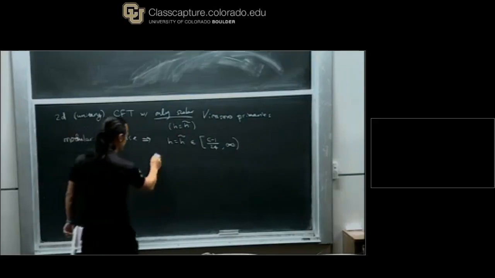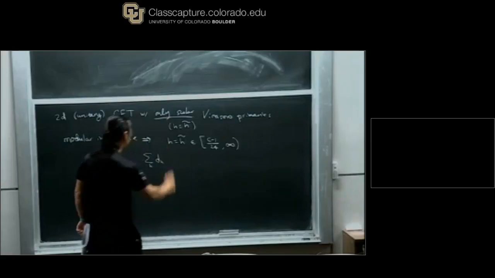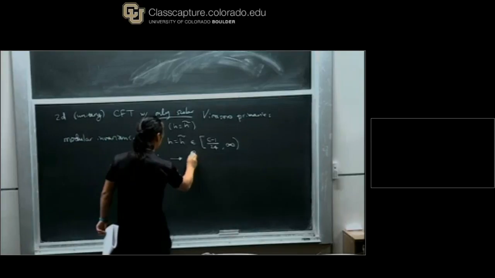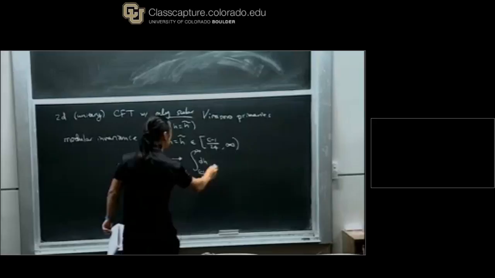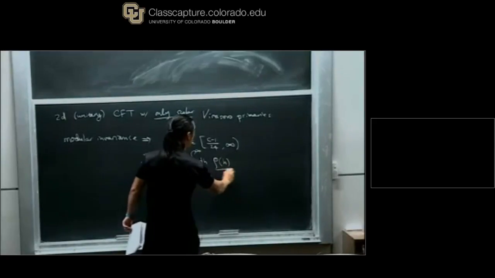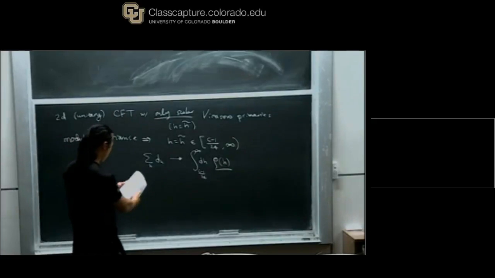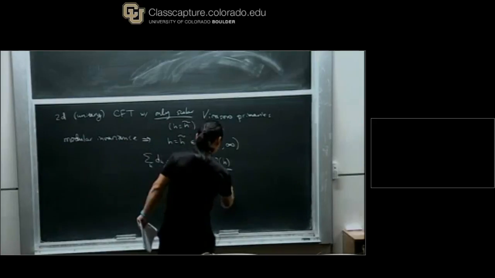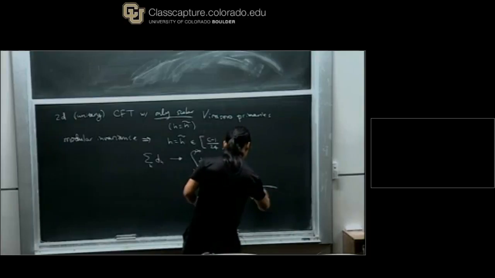And the sum over the primaries in the partition function is now replaced by some continuous integral from this value to infinity with some special density, which is unambiguously determined by modular invariance up to overall normalization. And in fact, this rho is an easy exercise from last time. I didn't quite finish, but this goes like 1 over the square root of h minus (c minus 1) over 24.